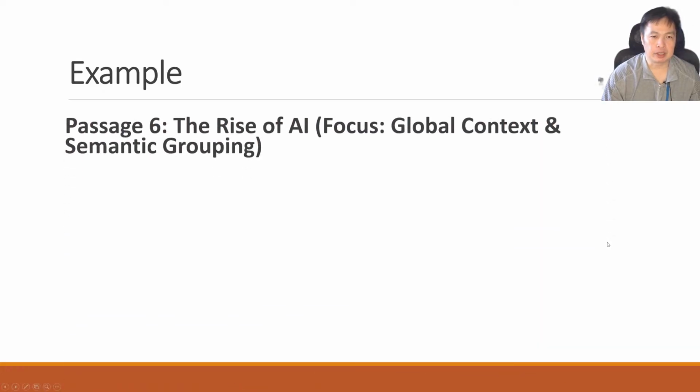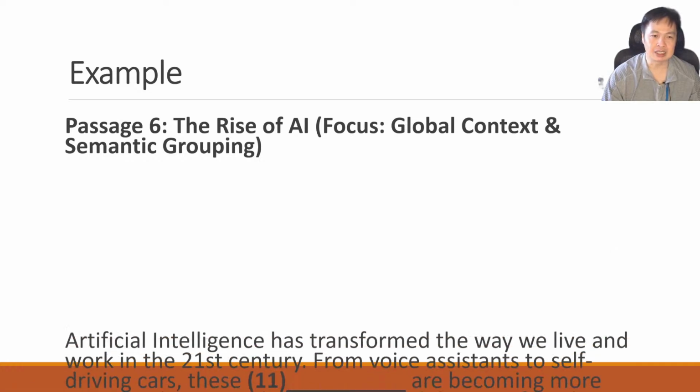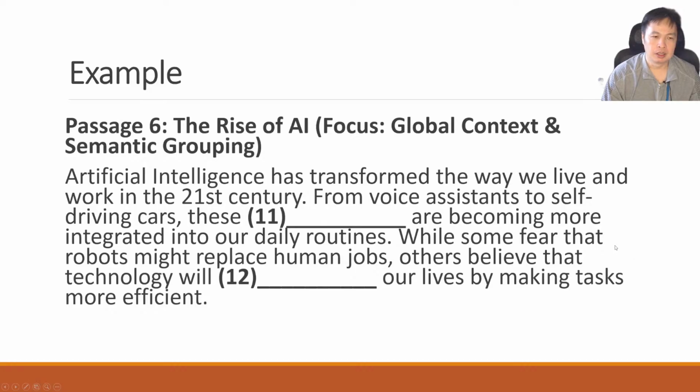So the last example that we have, passage 6, the rise of AI, focus, global context, and semantic grouping. Artificial intelligence has transformed the way we live and work in the 21st century. From voice assistants to self-driving cars, these blank are becoming more integrated into our daily routines. While some fear that robots might replace human jobs, others believe that technology will blank our lives by making tasks more efficient. So before I give you the answers, I'm going to start the timer again.